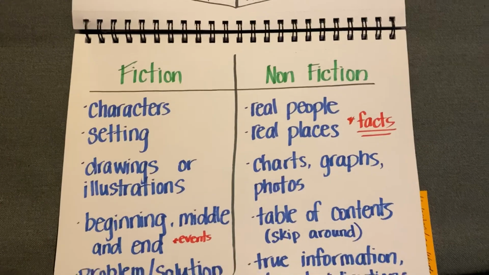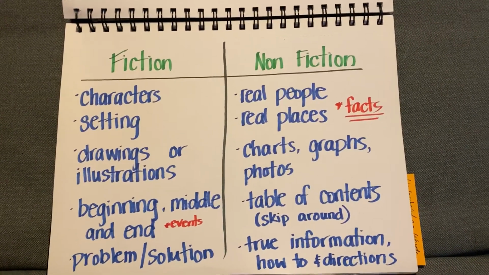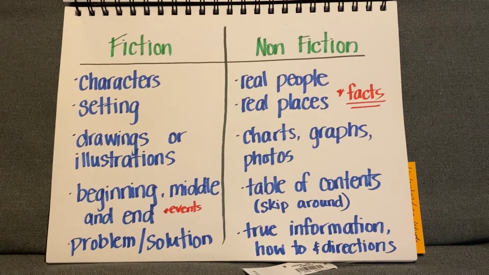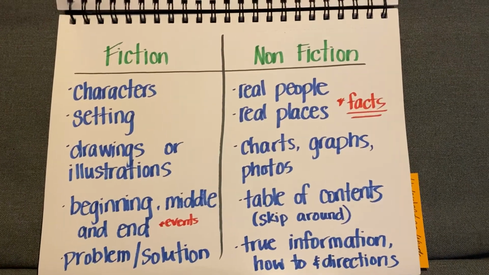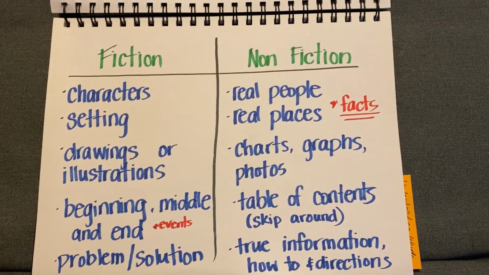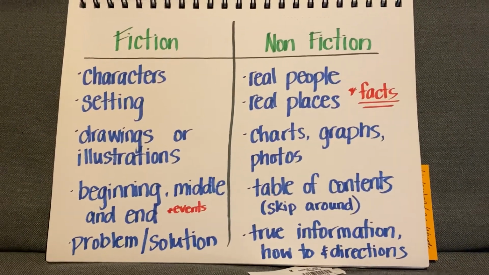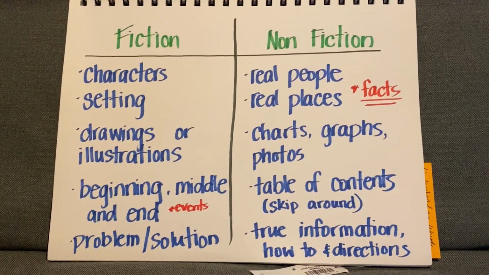For example, fiction text tells stories that have characters that are made up by the author, whereas nonfiction texts give you information or facts about real people. Fiction texts also have a setting where the story takes place, but nonfiction texts give information or facts about real places. Fiction texts also are stories that have drawings or illustrations.